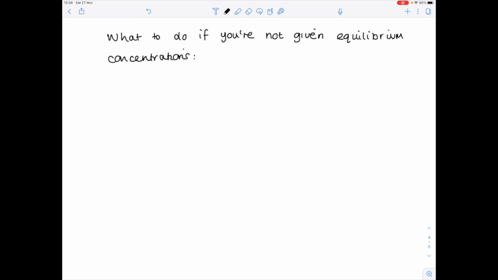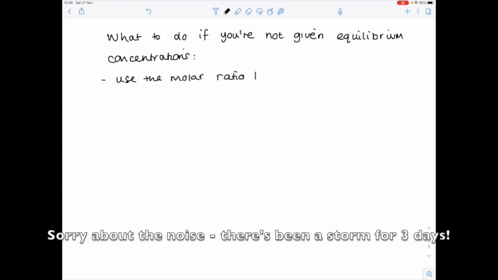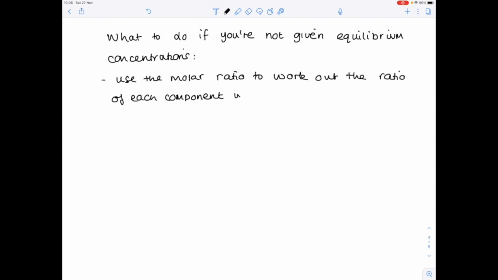Sometimes you're not given equilibrium concentrations, sometimes you're just given starting concentrations. You need to work out the equilibrium concentration by doing the following. You want to use the molar ratio to work out the ratio of each component when equilibrium has been reached.